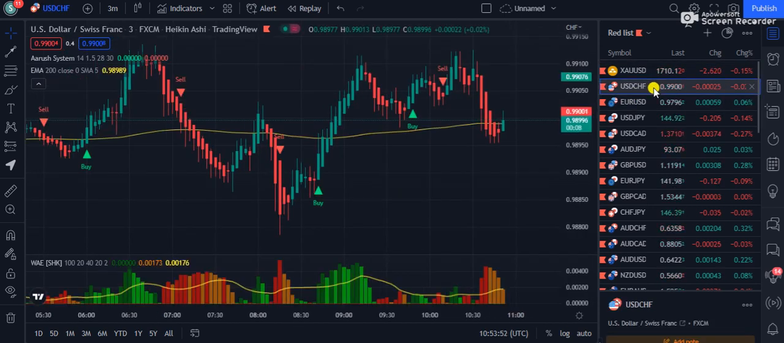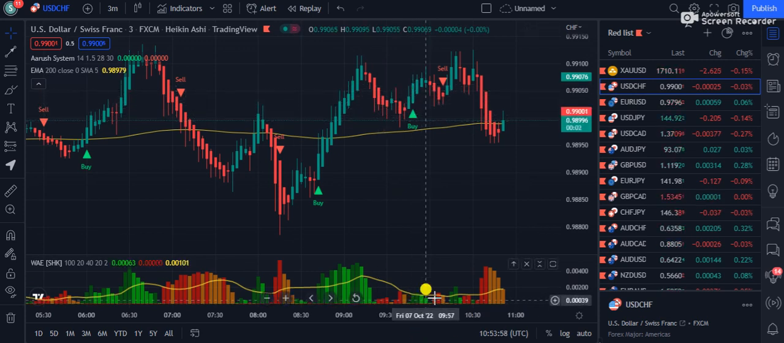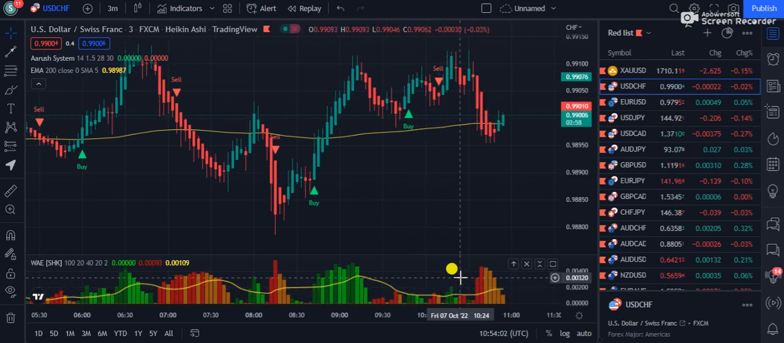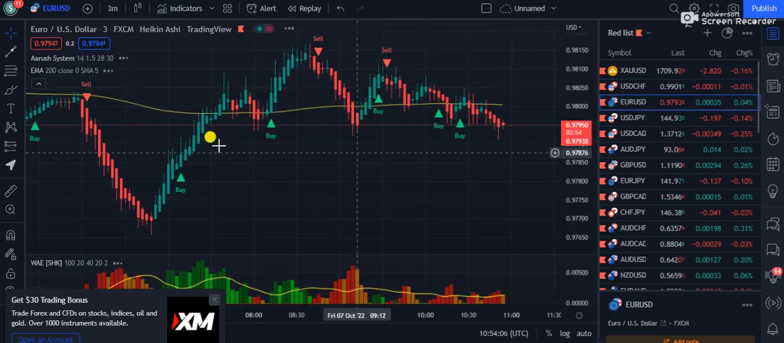Okay, let's see how it's performing on USD CHF. You can see here we have received a buy signal, but the WADA explosion line didn't break the yellow line, so it means that this signal is invalid. Okay, so this is how you need to trade those signals.